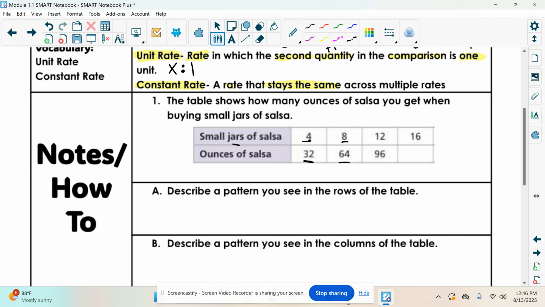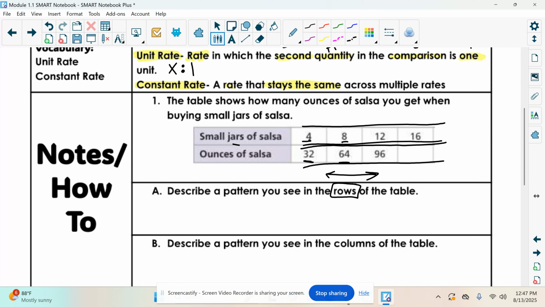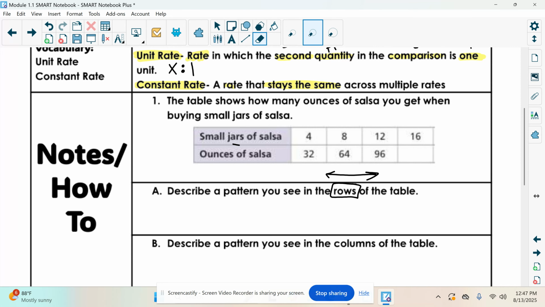In part A, they want us to look to see, is there a pattern in the rows? Rows run left to right, side to side. So here's a row, here's a row. Okay? Look and see if you can find a pattern. Is it skip counting? Is it doing something fancy?